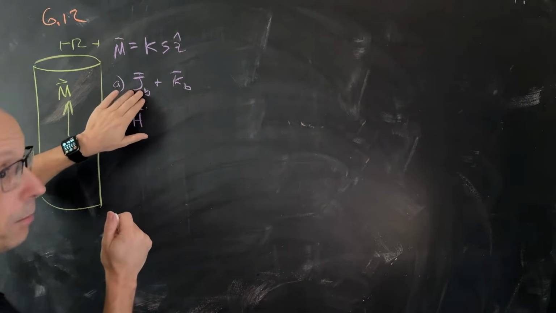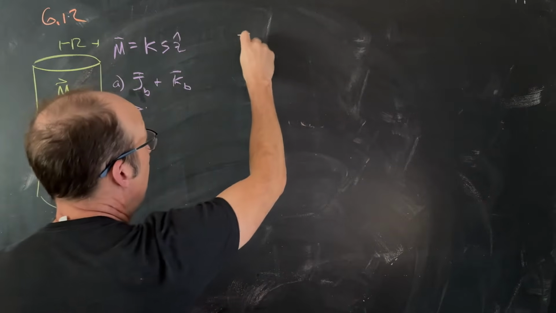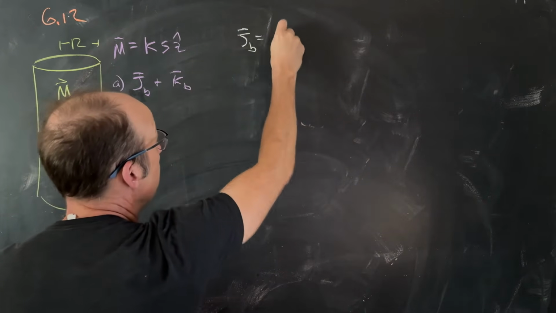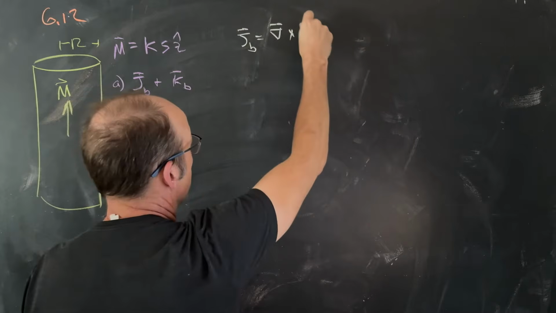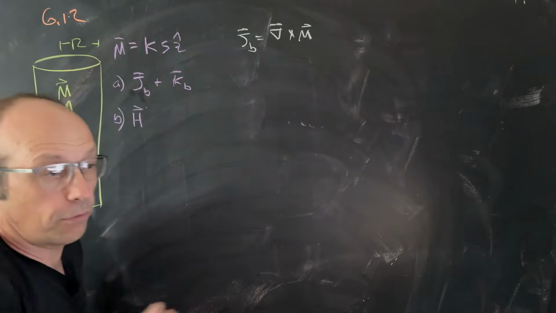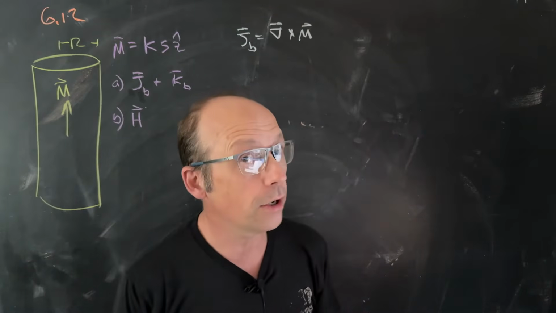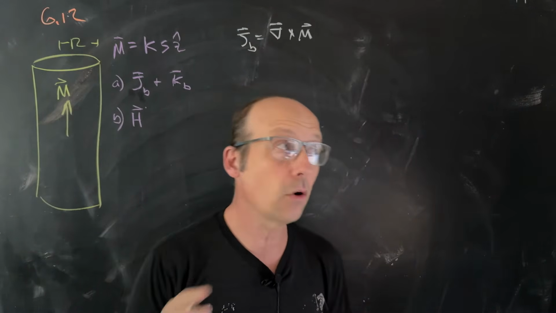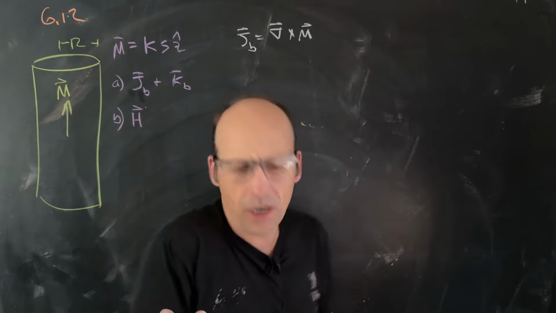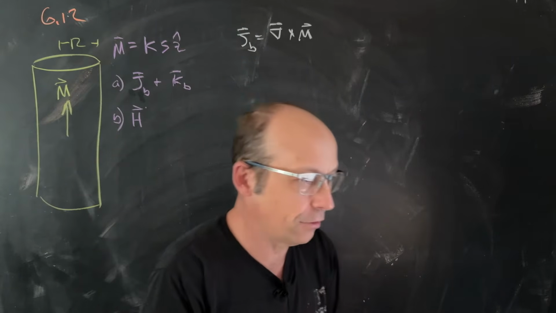We want to find J_B first, so I'm going to say the bound current density J_B is the curl of the magnetization. That's just something that we know from before. Now I also want to say I'm going to do this numerically. You know I do things numerically too, which is a little iffy, but it's going to be fun. We're going to have a great time. I promise you everything's going to be great.